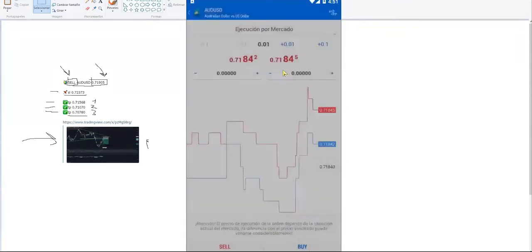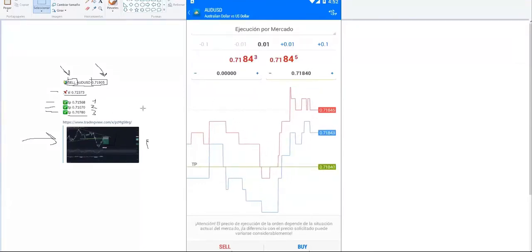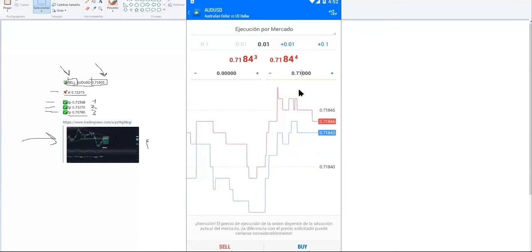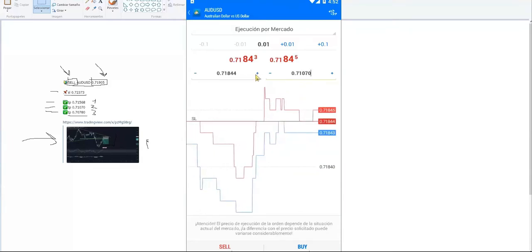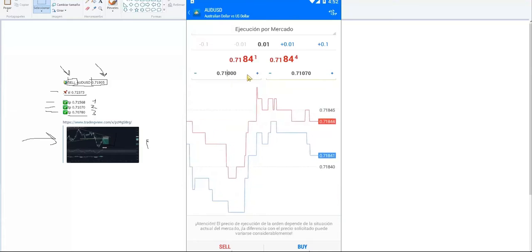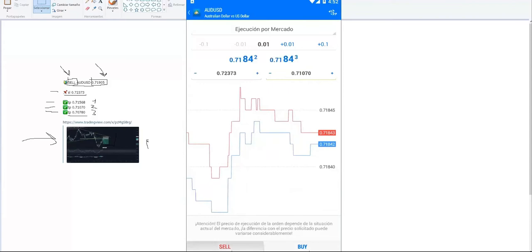So now let's say we want to open the rest of the positions. New position, we're going to go for the next take profit, which is the second one, 71,070. Okay, 71,070 as a take profit. Now we're going to put the same stop loss for each one of them. So it's 72,373. Okay, and now we're going to click sell again.